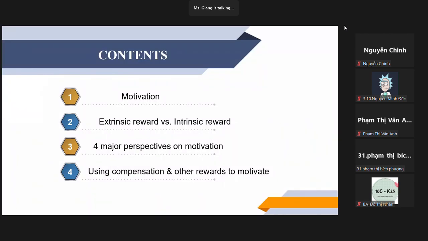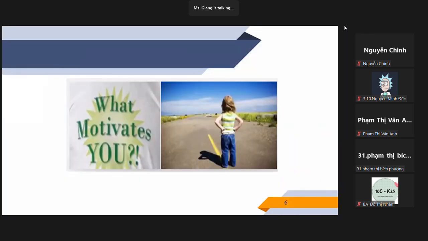In order to obtain the 2 main learning outcomes, we will divide the topic into the 4 main parts. The first one, the definition of motivation as well as the process of motivation. The second one is about the 2 main rewards, the extrinsic reward and the intrinsic reward. The third one is our main content in the topic today, the 4 major perspectives on motivation, and I will introduce to you a lot of theories in this part. And the last one, using compensation and other rewards to motivate. So let's talk from the first part.